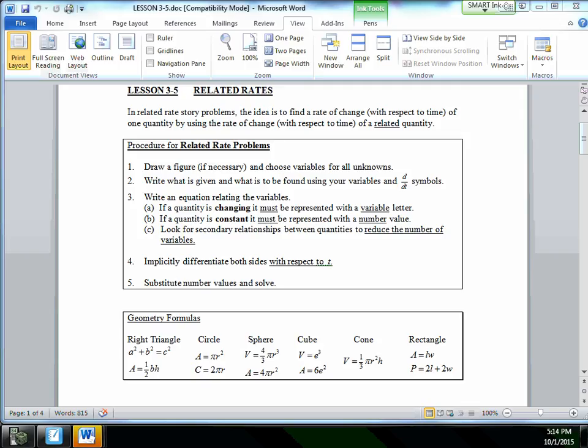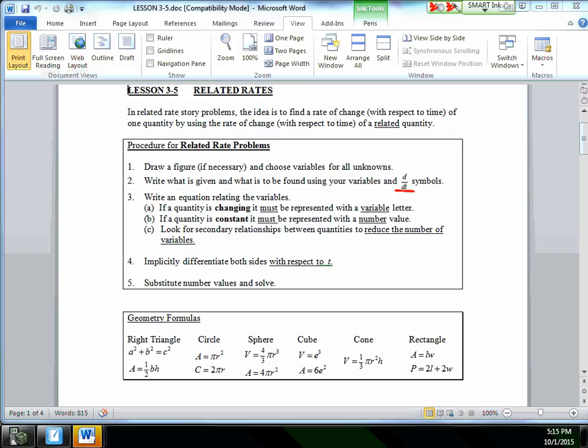The first one is draw a picture if possible. Sometimes a picture can help your brain get thinking of how you need to proceed. The next thing that you do is write down everything that's been given, and you write down what you're trying to solve for. So if you notice now, we're differentiating with respect to dt because it's with respect to time. We're not doing x. We want things changing with respect to time.